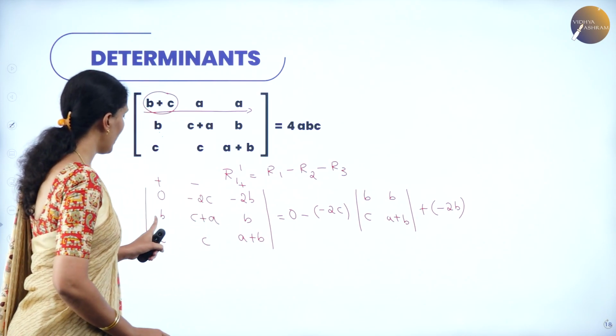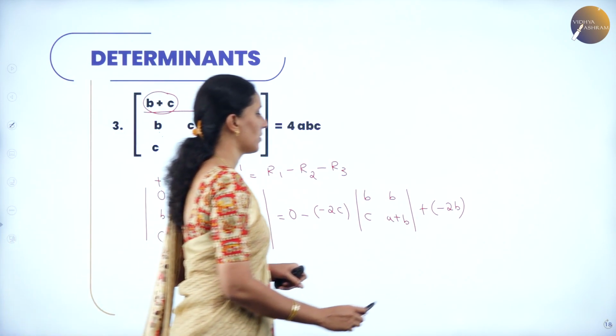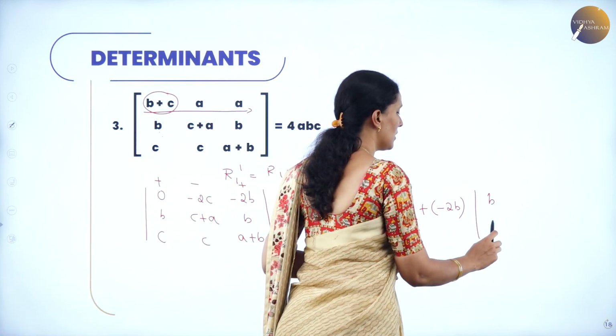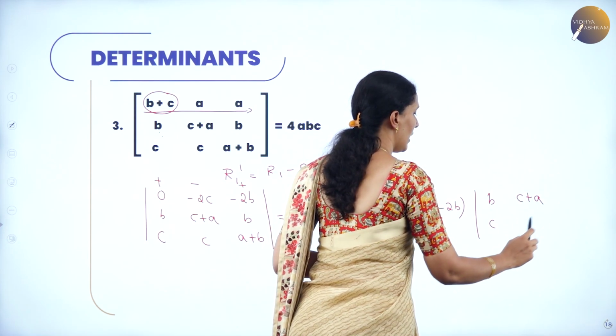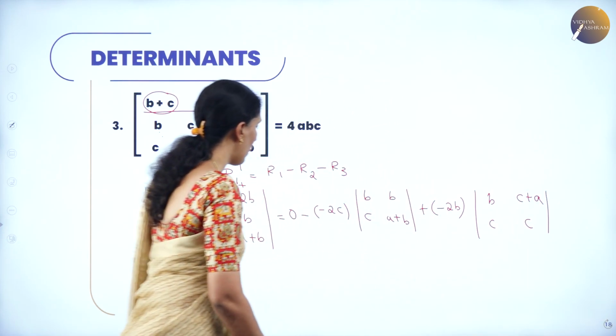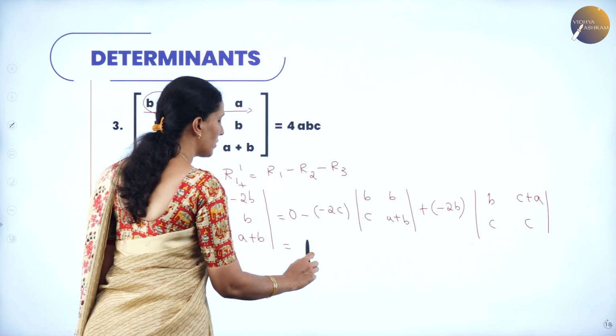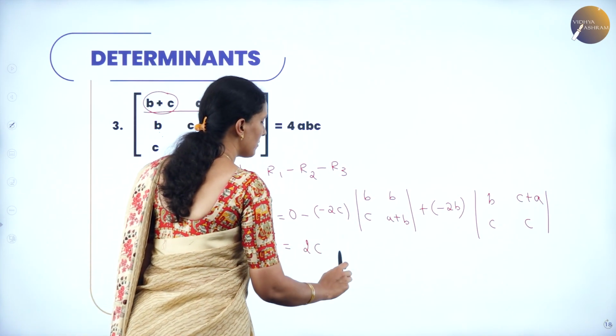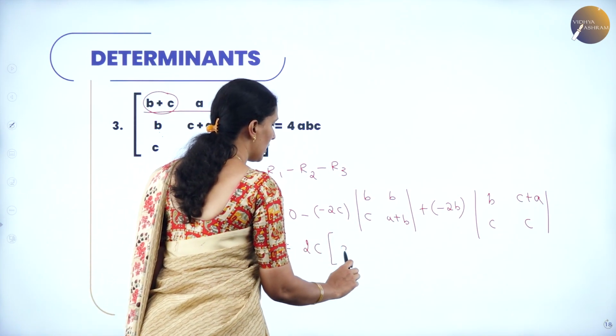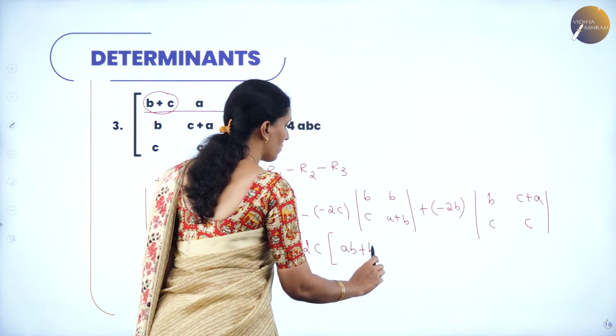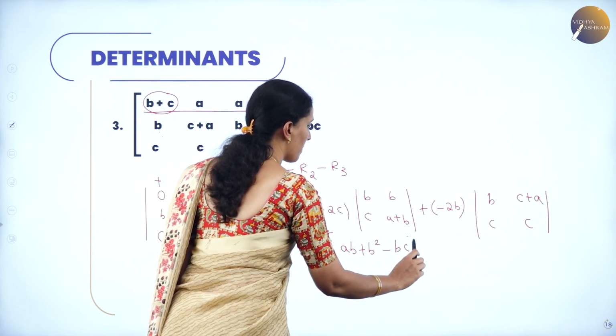For minus 2B we have B, C, C plus A, C. So it is B, C, C plus A, C. Now apply the value here. So it is 2C. So this becomes AB plus B square minus BC.